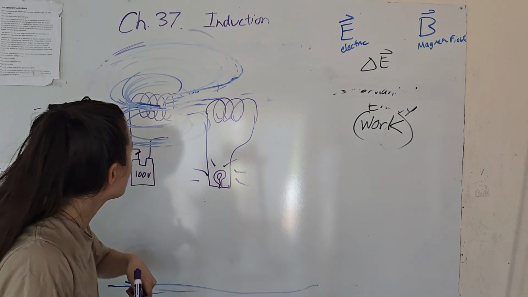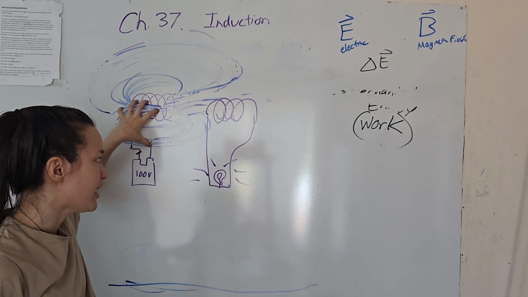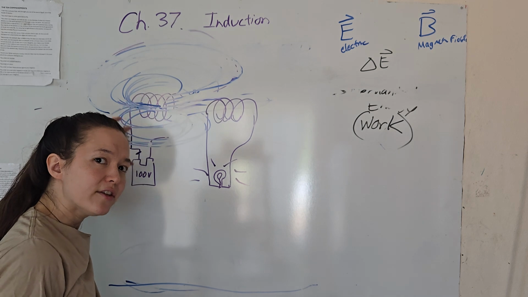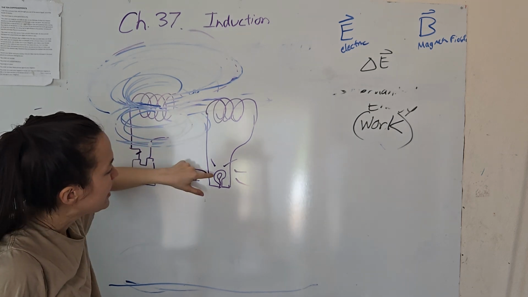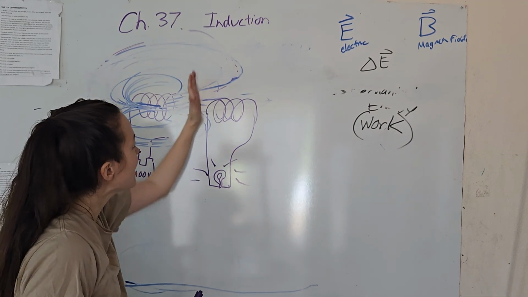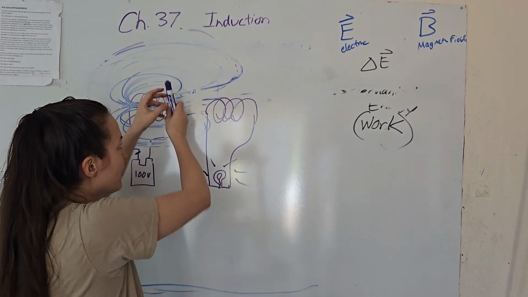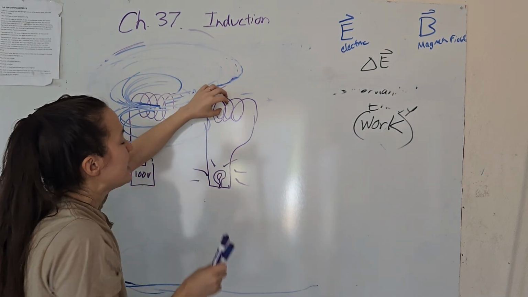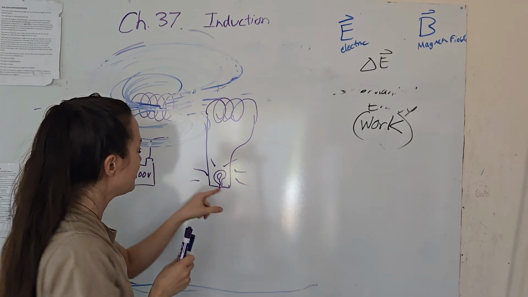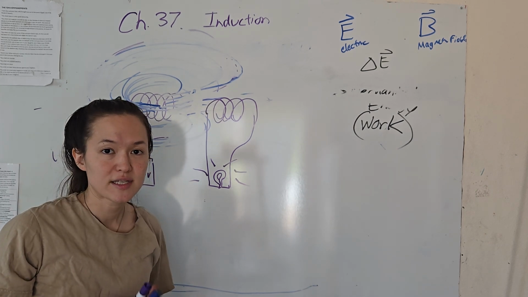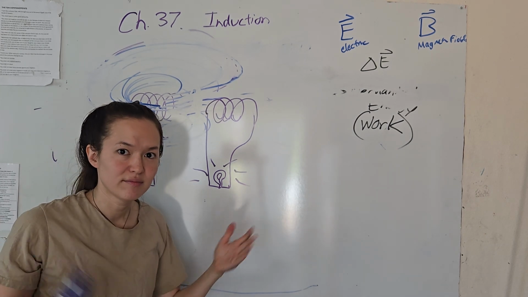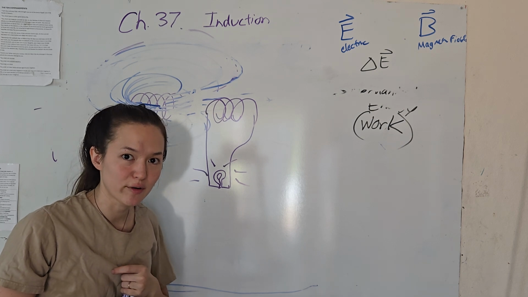So what we're doing here is, in a sense, we're taking energy from this circuit, and by varying that magnetic field, we are transferring that energy without even touching. These two circuits aren't even touching. But that magnetic field changing is shifting that energy from here to this light bulb. It sounds wild, but this is what our whole modern electric grid is based on.